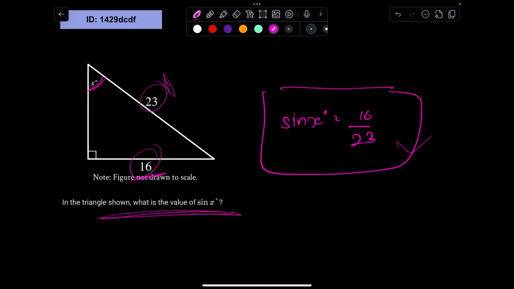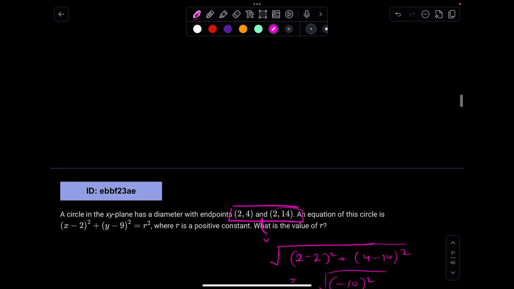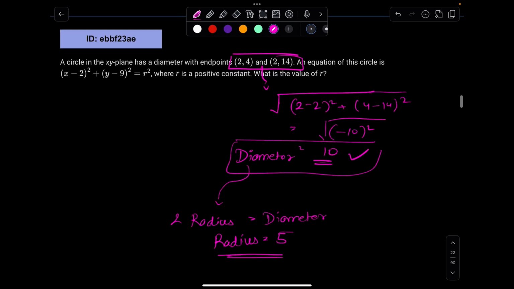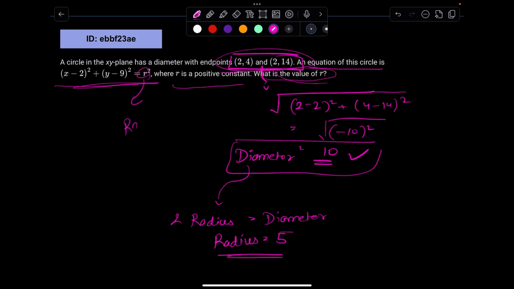Another easy question, what is the value of sine x? Sine x is going to be 16 upon 23. Next question, another circle given, diameters are provided. An equation of this circle is this. R is a positive constant. What is the value of R? R is the radius of the circle.